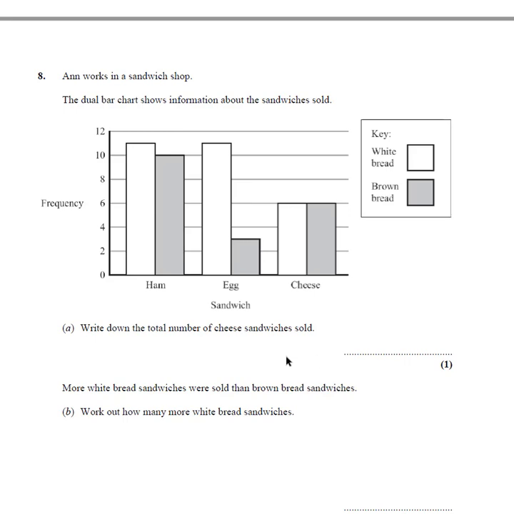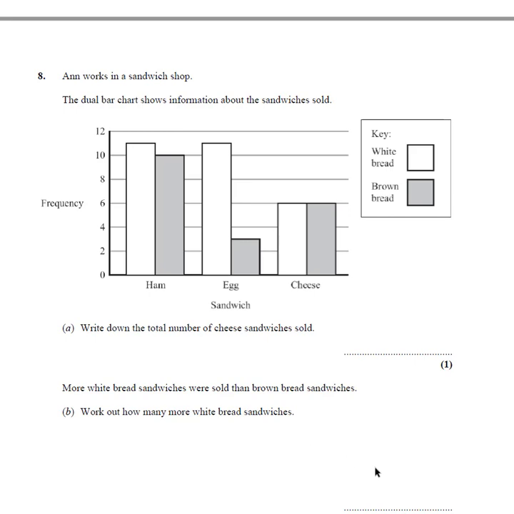Question 8. Anne works in the sandwich shop. The dual bar chart shows information about the sandwiches sold. Write down the total number of cheese sandwiches sold. So you've got basically 2 bar charts stuck together. One that shows sandwiches sold for white bread, that's these bars here, and one for brown bread, which is these bars here. And then you've got white bread with ham, brown bread with ham, white bread egg, brown bread egg. You get the picture. So you need to write down the total number of cheese sandwiches sold.